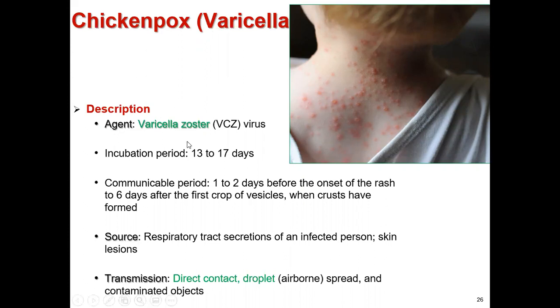For Varicella, the organism is Varicella zoster, and this is an airborne disease, so airborne precautions need to be followed. The incubation period is 13 to 17 days. The source is respiratory tract secretions of an infected person or skin lesions. How is it transmitted? Direct contact, droplet, or an infected person in contact with others in fresh cases. Contaminated objects also.